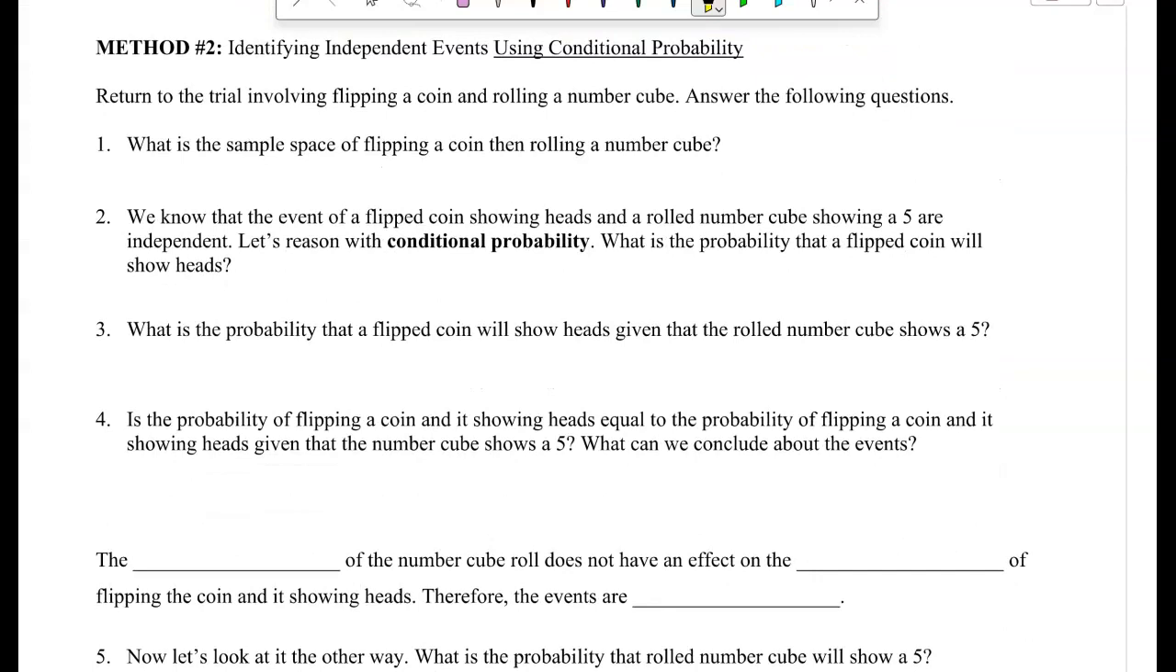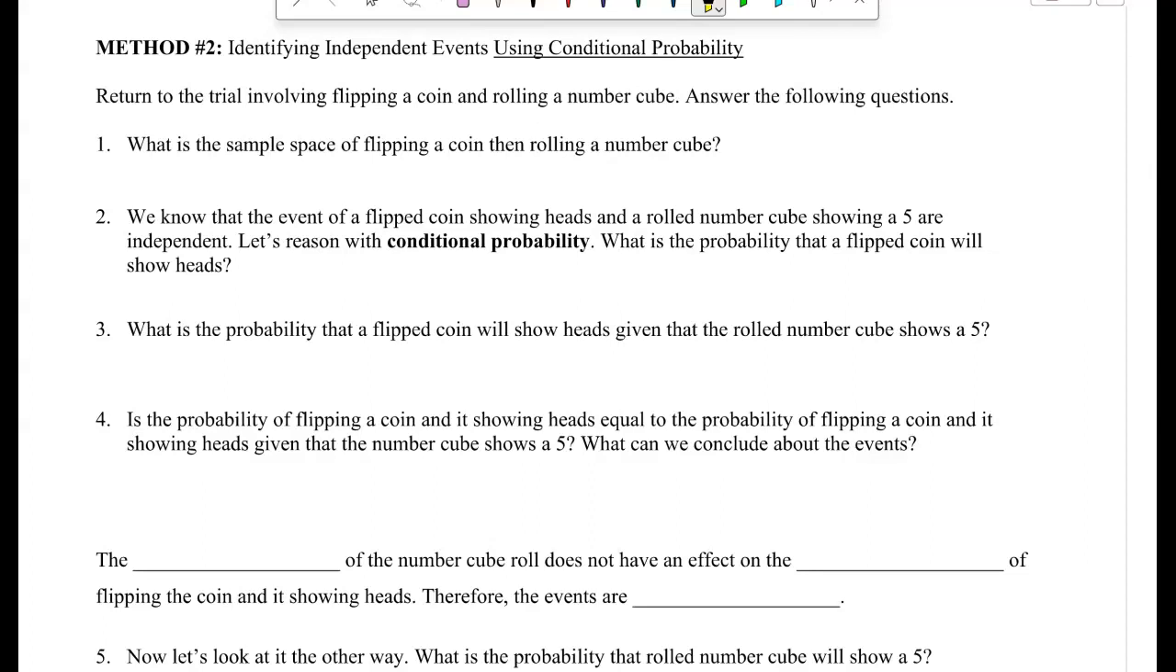Now we're going to use my favorite method. We're going to use conditional probability. We're going to be using the same scenario because, remember, there's 2 different ways of doing the same thing. So I don't want to have to recreate the wheel too much, and I want to show you that it works the same way. Okay, so we're going back to the trial of flipping the lovely coin, which you guys have down really well at this point in probability world, and rolling a dice, okay?